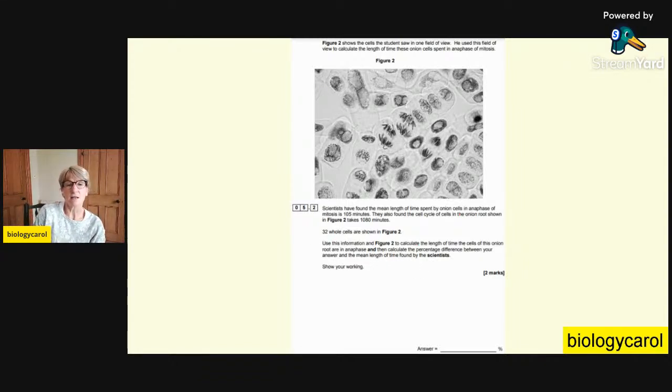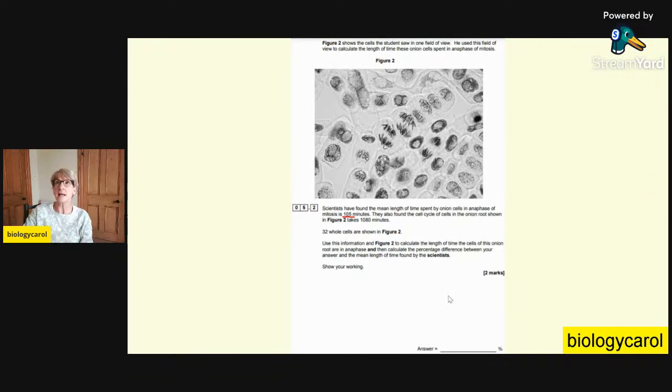From going from one little baby cell, that baby cell growing up into a big cell, and then getting to the stage where it divides into 2 new daughter cells. 32 whole cells are shown in figure 2. I'm going to take them at their word. Use this information and figure 2 to calculate the length of time the cells of this onion root are in anaphase, and then calculate the percentage difference between your answer and the mean length of time found by the scientists, 105 minutes. So this is like a snapshot photograph.